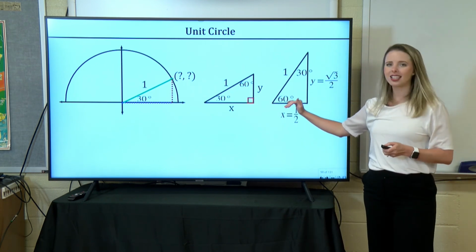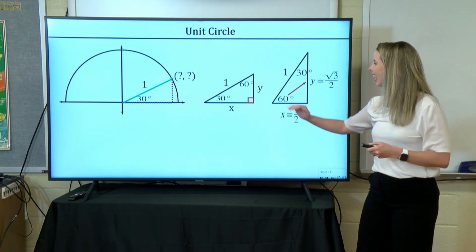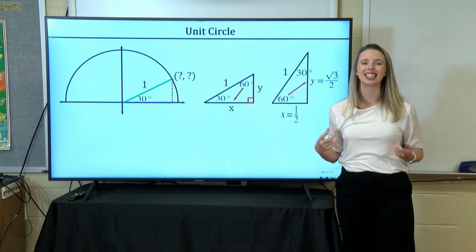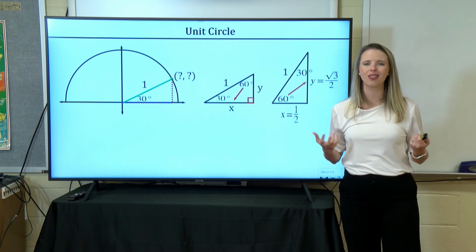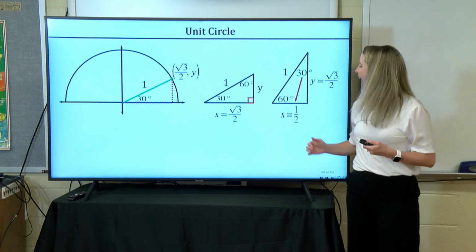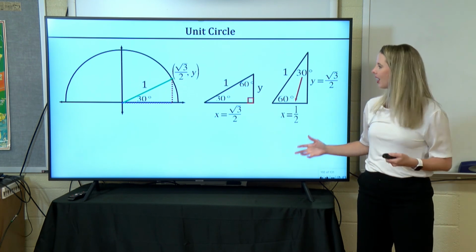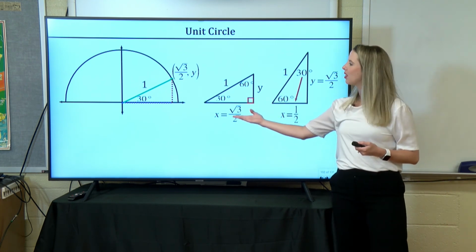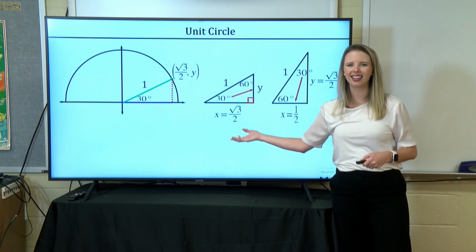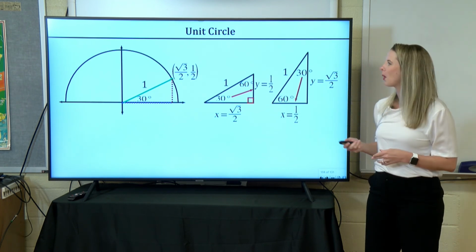So here are 60 degrees. Directly across from it was the square root of 3 over 2. On our triangle that we're actually working with, we know directly across from 60 is x. So now what do we know about x? x is the square root of 3 over 2. At our 30-degree angle, the side that's directly across from it is 1/2. Over here on our triangle that we're working with, directly across from 30 is y. So what do we know about y? It's 1/2. So our ordered pair is the square root of 3 over 2, comma 1/2.